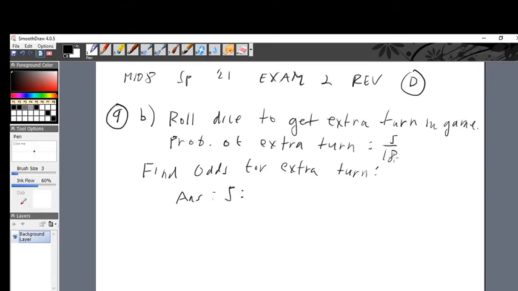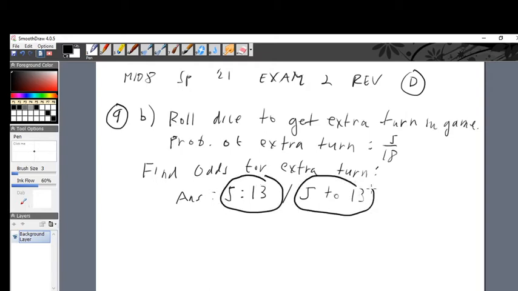But what are the chances against an extra turn? 18 minus 5, which is 13. The total adds up to the entire sample space of the probability. The chances against the extra turn are 13, and the chances for it is 5. And this is what you write, or you write 5 to 13. Both of these are correct ways of putting odds. We went from probability to odds in this problem 9b. In 9a, we went from odds to probability.